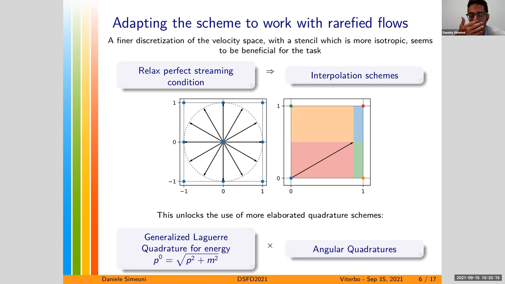The ones that we are using right now: what we have to do is to discretize the microscopic four-momentum, which is divided between a time component, which represents the energy of the particle, and the space components. For the time component, the energy of the microscopic particles, we are using generalized Laguerre quadrature rules. And for the space components, we are using angular quadratures, which I'm going to talk about in a minute.